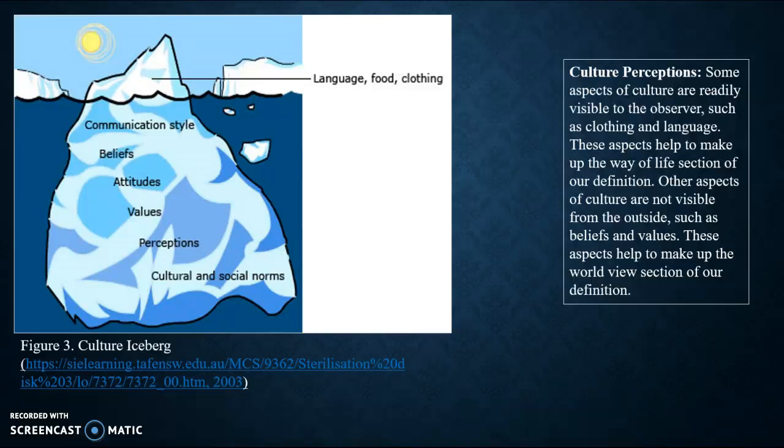Culture and perception. Some aspects of culture are readily visible to observe, such as language, food, and clothing, but what we don't see is communication style, beliefs, attitudes, values, perceptions, and social norms. When you meet somebody, you have to get to know the person, then you'll be able to start seeing everything else that's underneath the water.